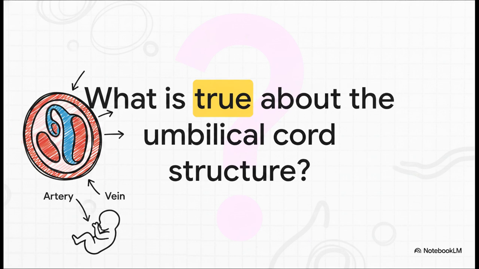Here's your first question, and everybody loves a classic select all that apply. Which facts are true regarding the structure of the umbilical cord? Does it contain 2 veins and 1 artery? 2 arteries and 1 vein? 2 arteries and 2 veins? Does an artery carry blood away from the fetus? Does a vein carry blood to the fetus? Take a brief second, think back to our life support section, and lock in your answers.